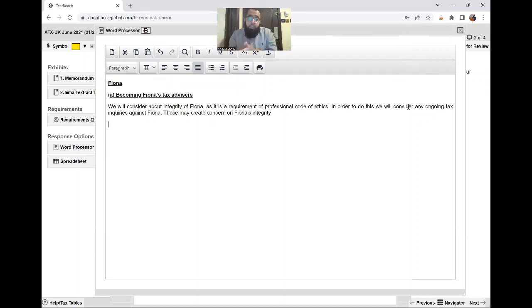accountants, you have to look at the professional code of ethics. So you think about integrity of the client, you think about your own competence. Okay, you think about money laundering issues because you are accepting a tax client. You take a confirmation from the previous tax advisor about why they resigned. So these are some routine points.